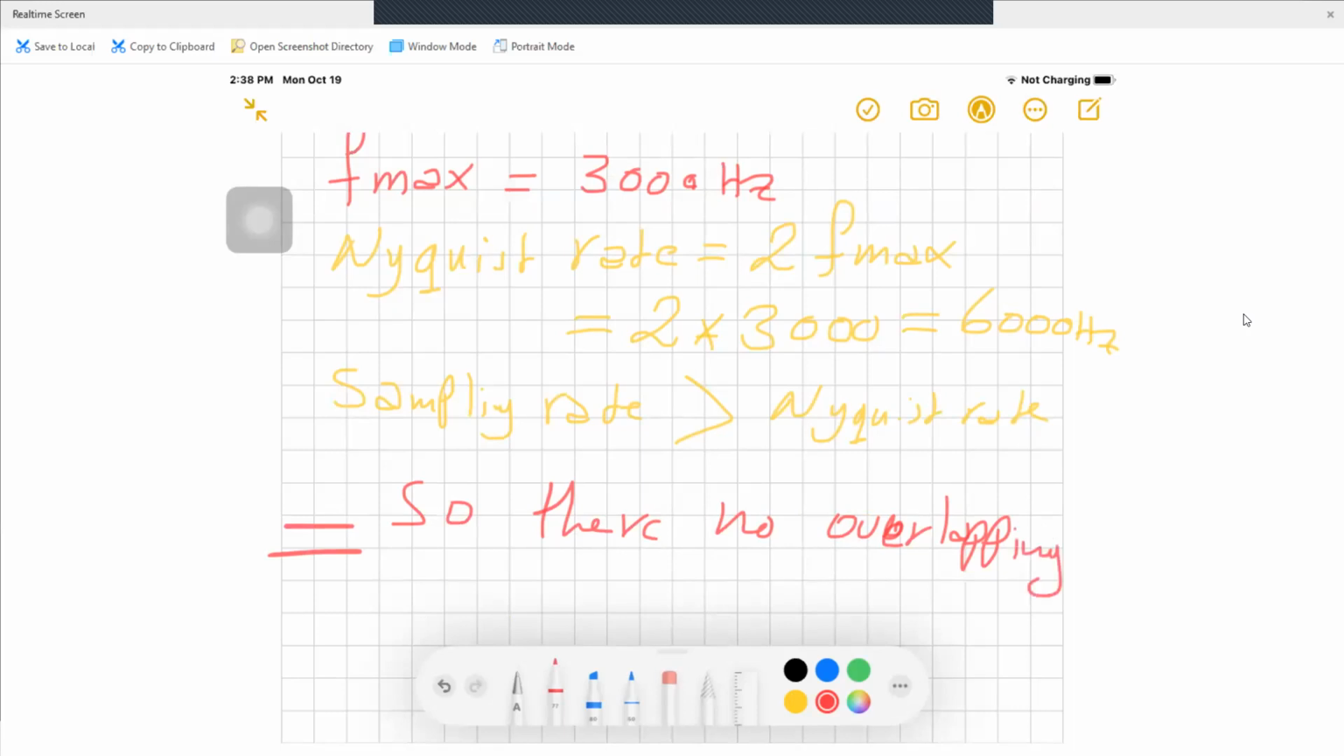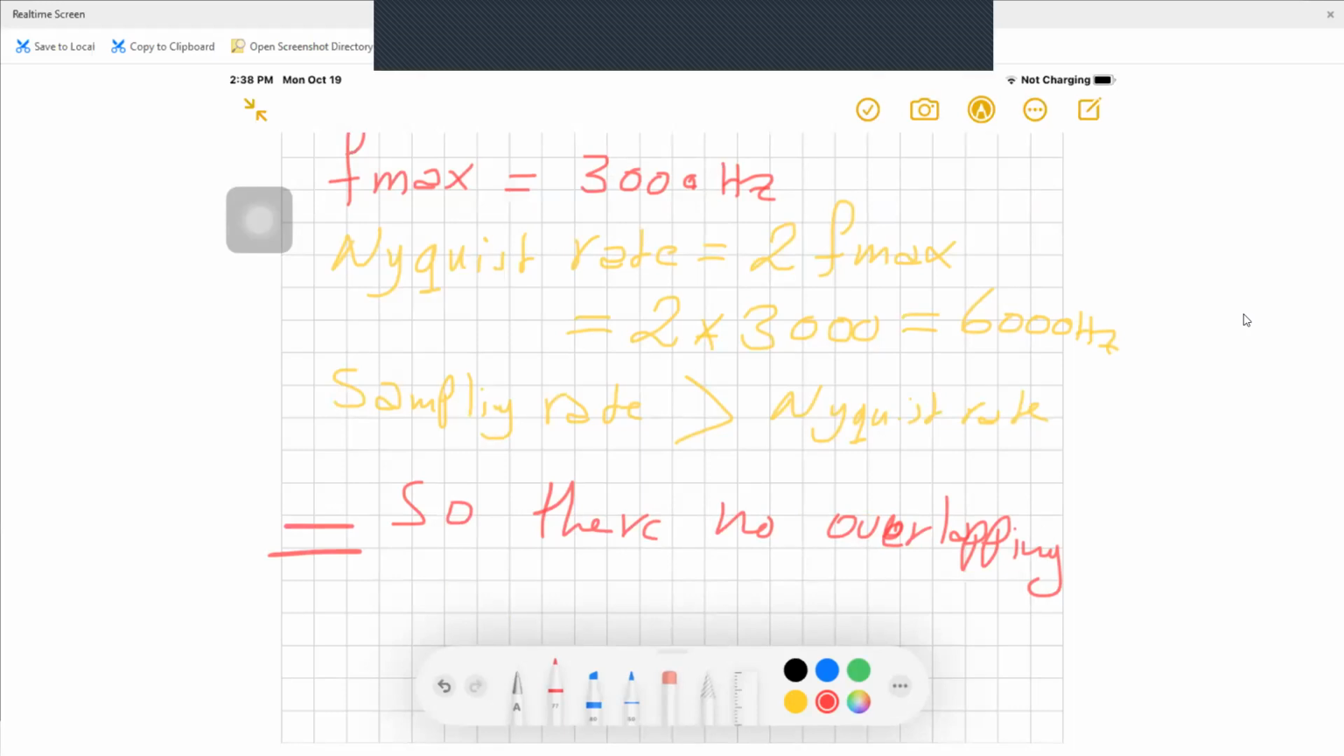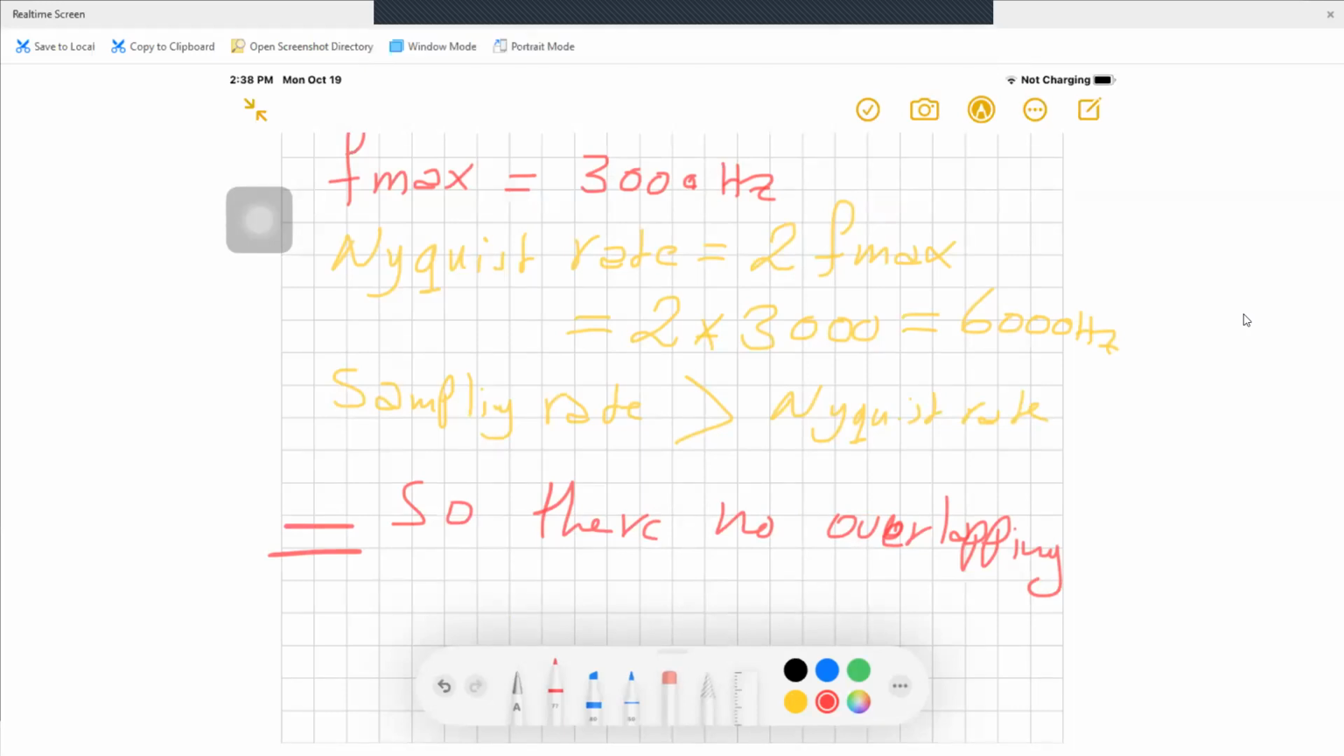Is it clear? It's a very important point to keep in your mind. The sampling frequency in this problem is selected to be greater than the Nyquist rate. In this way, we can avoid the overlapping, or in other words, aliasing. Now, let us go to the example requirement and try to solve the problem completely.